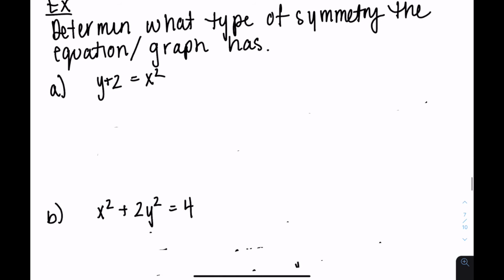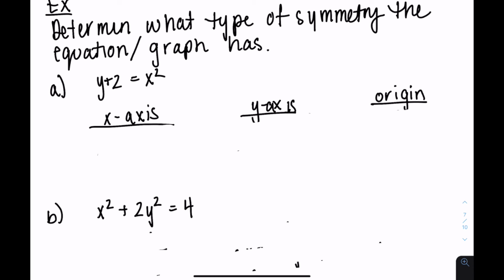So let's test and determine what types of symmetry the equation or graph has. So once you go through, and if you do find one, still keep testing. Test every single type. So let's start with x-axis symmetry. Then we'll do y-axis, then we'll do origin. You want to test all of them.